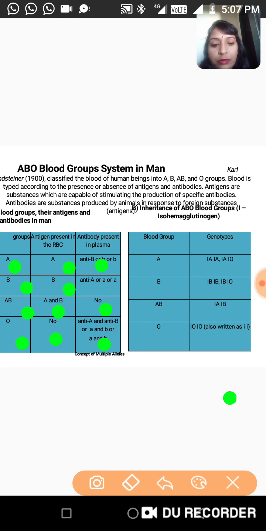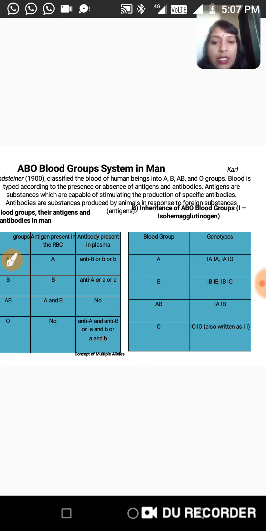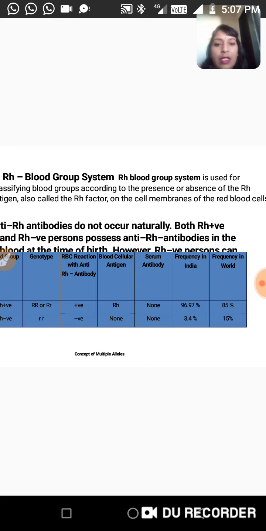Now here is another table showing the inheritance of the ABO blood group, that is the inheritance of the gene isohemagglutinin. Isohemagglutinin is the gene which is specific for carrying the ABO antigen, right? So it is a gene for blood grouping.